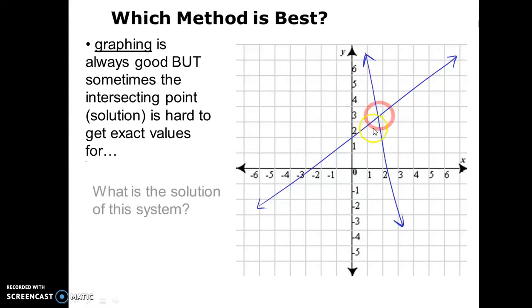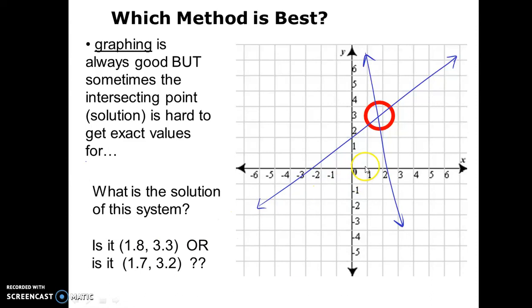And I'm left thinking things like this. What is the solution? Is it 1.8, 3.3? Let's see, 1.8 maybe, 3.3? Or is it 1.7, 3.2? I don't know. So the algebraic methods we used are much better because they give us a precise answer. We don't have to guess exact values like this.